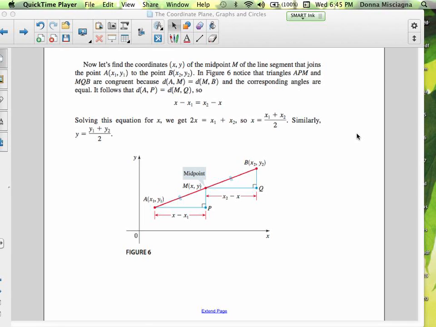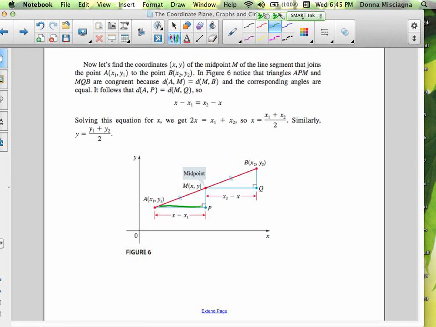Because, well, first of all, we have some parallel lines. We have two horizontal lines. We know that horizontal lines have a slope of 0, and parallel lines have the same slope. So AP is parallel to MQ.